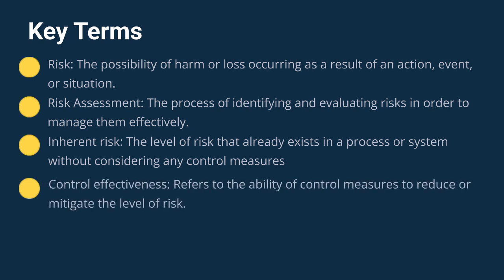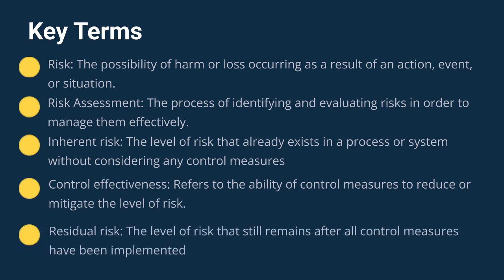When we talk about control effectiveness in a risk assessment, it refers to the ability of control measures to reduce or mitigate the level of risk associated with a particular activity. Control measures can include policies, procedures, equipment, training, or any other actions that are taken to reduce the likelihood or impact of a risk.